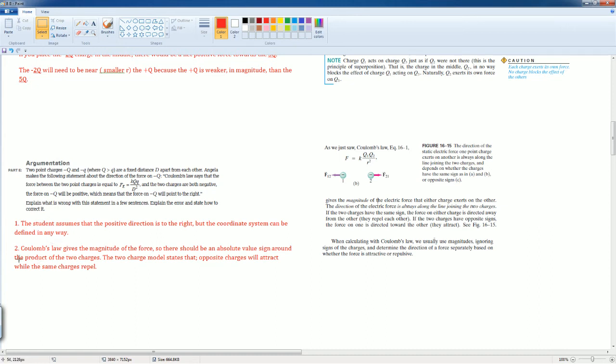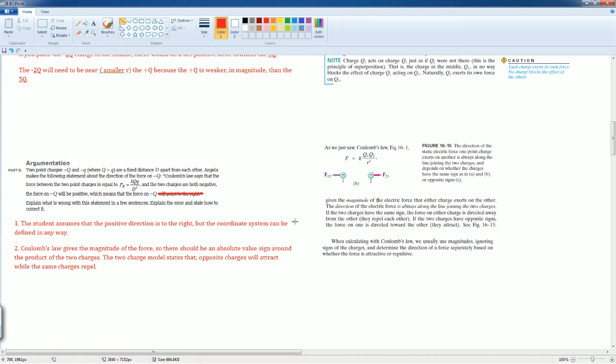2, Coulomb's law gives us actually the magnitude of the force, so there should be an absolute value sign around the product of those two charges. The two charges model states that opposite charges will attract while same charges repel. So her statement right here is all wrong. She says that Coulomb says that the force between charges is equal to that. The two charges are both negative and the force would be positive. That means it's to the right. So this is completely wrong. You do not know where it goes, and it will be positive. That is correct.